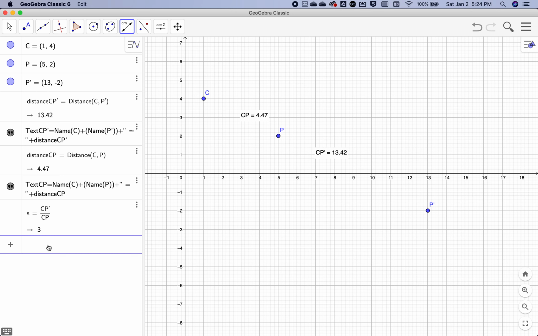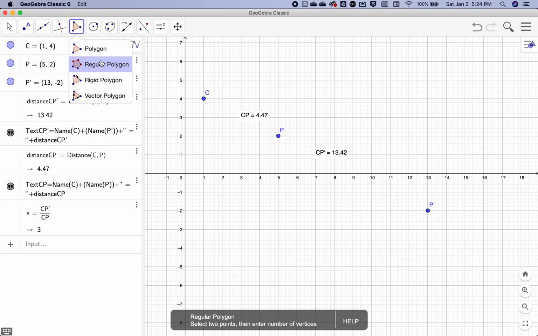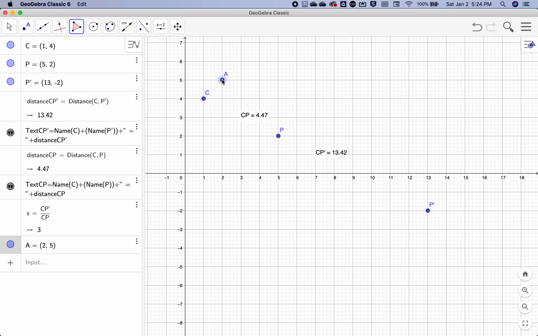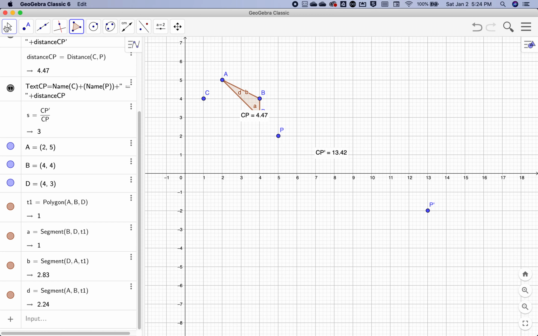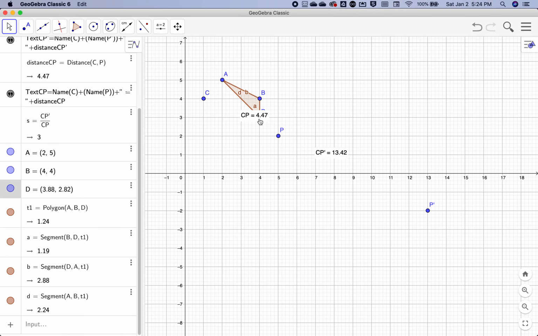So now we'll use a triangle and see what a dilation does to a triangle. So we can make a triangle ABD with the point 2, 5 is A, B is 4, 4, and C is 4, 3. I'm sorry, that's D. Okay, let me move this out of the way so we can see it. Oops, I don't want to move D out of the way. I want to move that out of the way. There we go. So we're going to use the dilate from point tool.